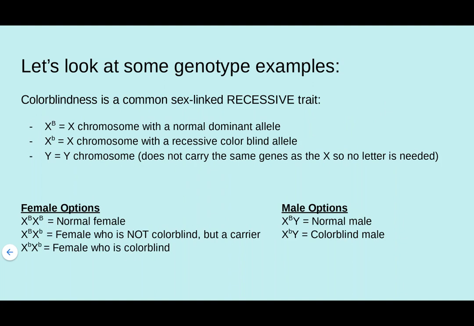So let's look at an example. Color blindness is a common sex-linked recessive trait. If you look at the top here, there's 3 different options essentially that you could inherit. Again, color blindness is recessive. So you could have an X with a capital B. This is an X chromosome with a normal dominant allele. That means it doesn't have the color blindness trait. You could have an X with a lowercase b. This is an X chromosome with the recessive color blindness allele.